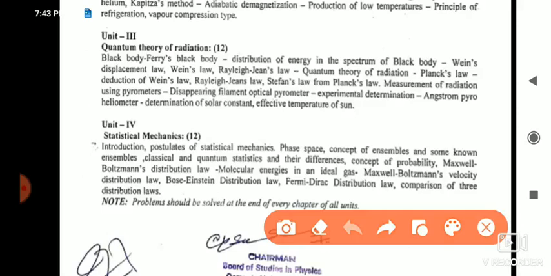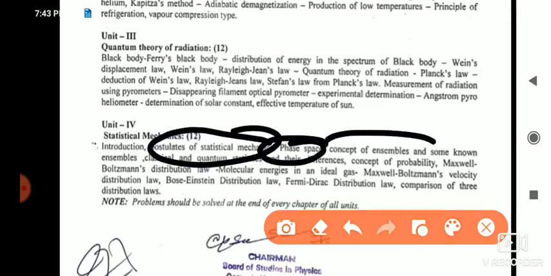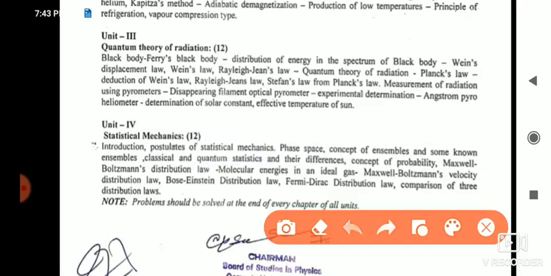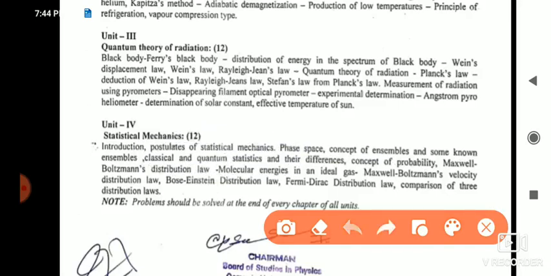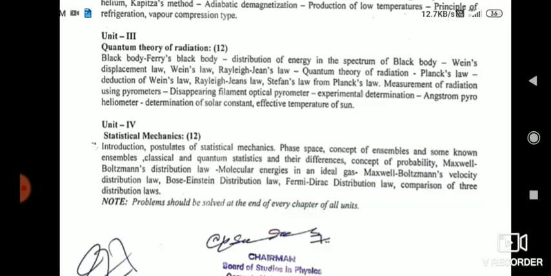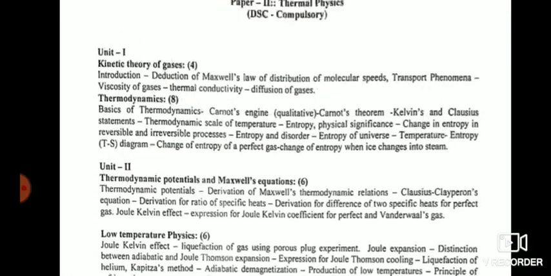For short answers, you may be asked postulates of statistical mechanics, phase space, concept of ensembles and some known ensembles, and the difference between classical and quantum statistics. This is a previously asked question. He may also ask concept of probability, definition of probability, which was also asked previously. So these are the important questions in semester 1.